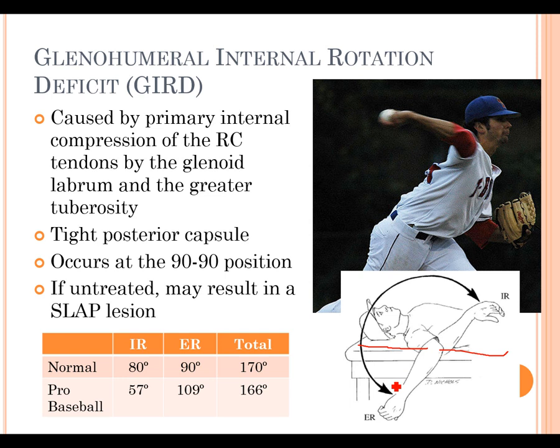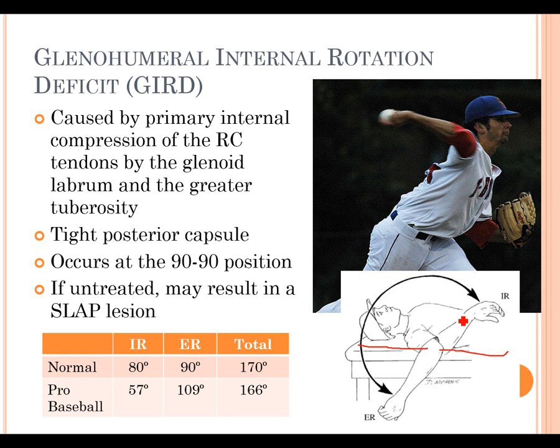But in this baseball pitcher, the arc has actually shifted, where it's still 180 degrees because his arm goes from here to here versus here to here. It's just shifted. So now he's got a lot more external rotation and not very much internal rotation. So that's where we get our glenohumeral internal rotation deficit. In this case, he does not have very much internal rotation. This may or may not be problematic.